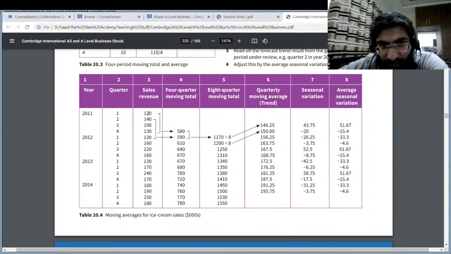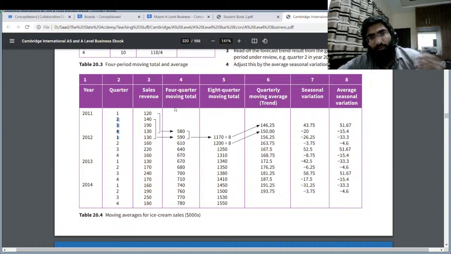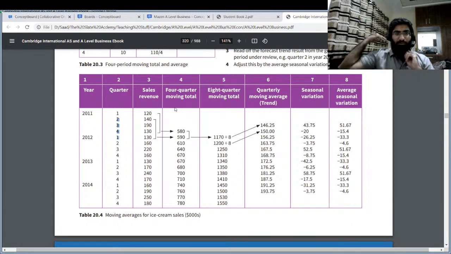I'll repeat it. So for one, do you have your calculator with you? So 120 plus 140 plus 190 plus 130, you'll get 580. Then we miss the first one, and then we do quarter 2, 3, 4, and 1, because this is a 4 quarter moving total. So each next quarter, I miss one previous quarter and add another quarter for the next year.